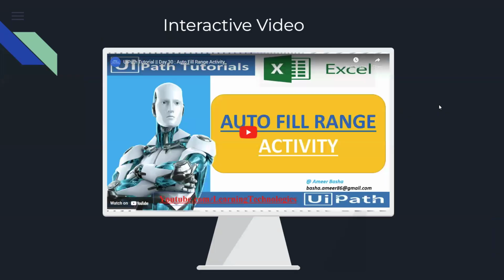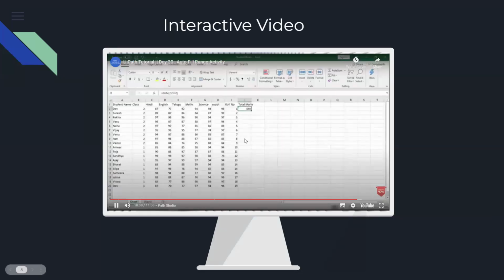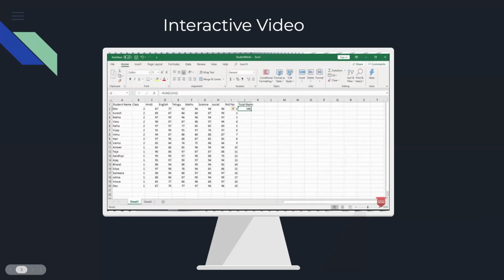Next, I'm going to show you a very interactive video, one example of how UiPath will help your daily tasks, and in split seconds it will help you key in all the data that you are asked for. Let's see the video. Let me run the bot. Now, you can see the total marks have been calculated, and by using the autofill range, it has given all the marks over here successfully.